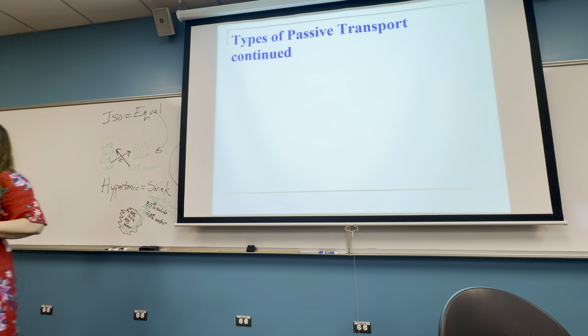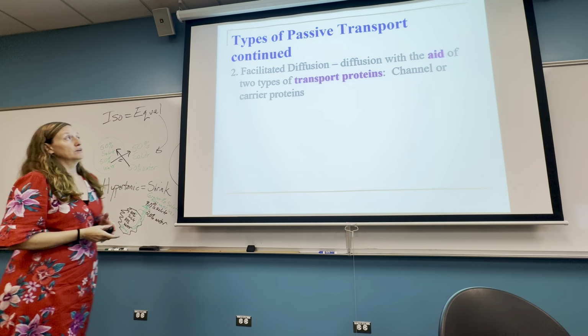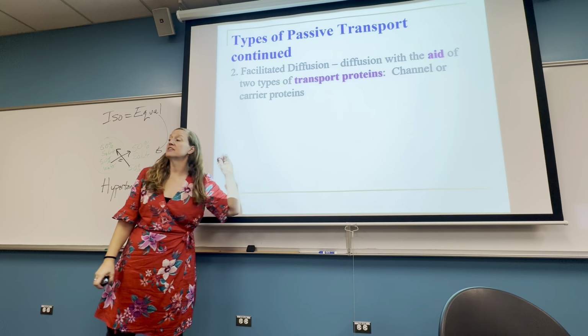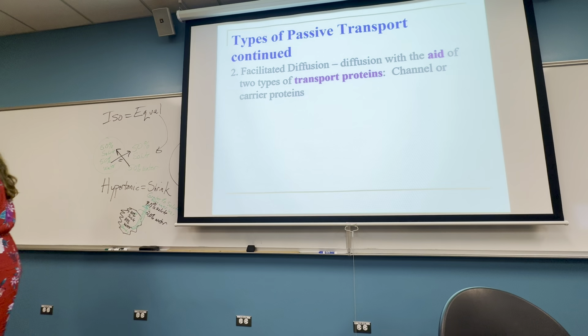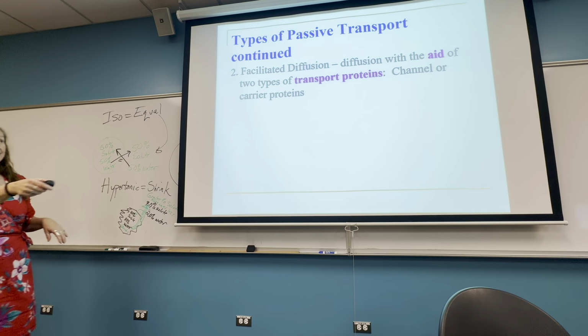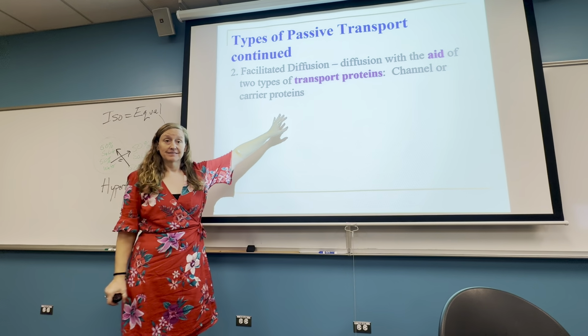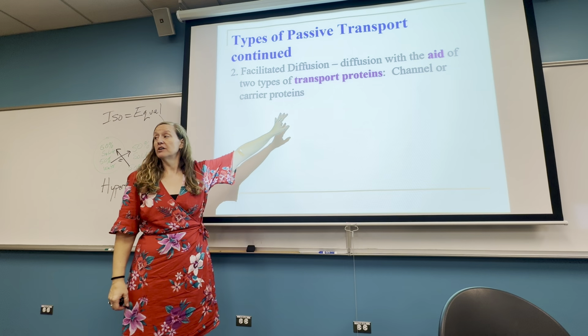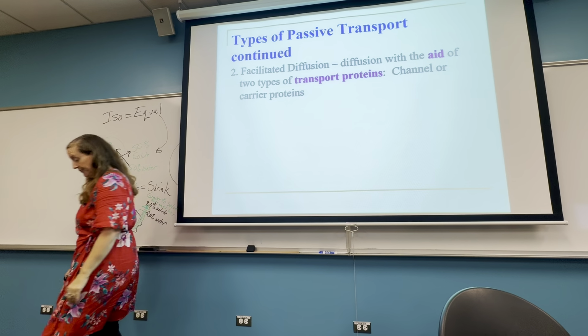Let's continue on with other types of passive transport. Again, passive transport: high concentration to low concentration, going down the concentration gradient, no energy expended. The second type is called facilitated diffusion. A facilitator is a helper. So this is helped or aided by a specific group of proteins called transport proteins.